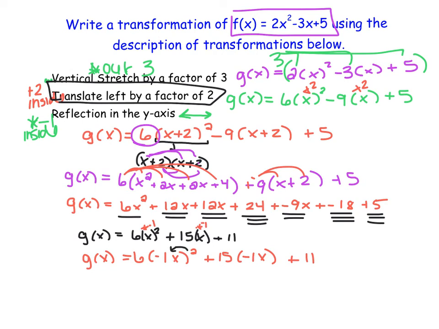So from here, if we perform that, we have to distribute the squared. We have a -1 squared, which becomes 1. So we just have 6 times 1x squared plus, well, 15 times a -1x becomes a -15x plus 11. So our final function here is going to be g of x is equal to 6x squared minus 15x plus 11.